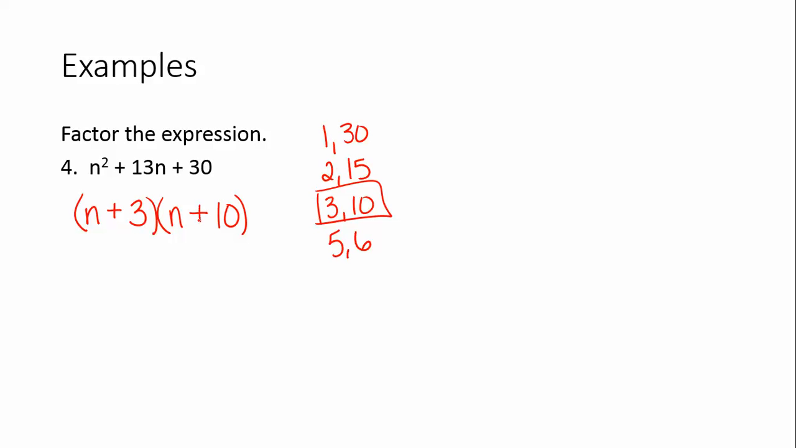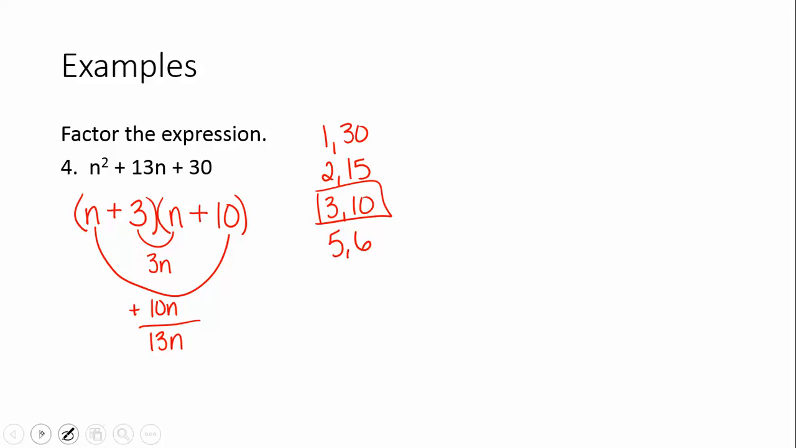This inside term gives me a 3n when I multiply. This outside term gives me a 10n, so when I add those up, it's 13n. And again, all I'm doing here is just checking to make sure that if I were to FOIL this back out, my two inside and outside terms would add back to 13n. If you were to not get 13n here, it means you have something incorrect, either the wrong factors, possibly the wrong signs.